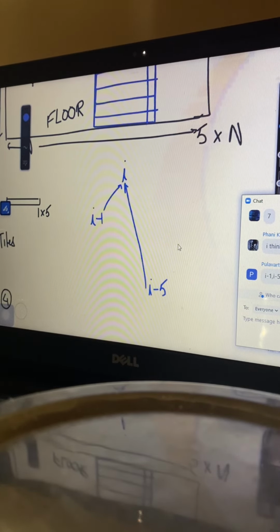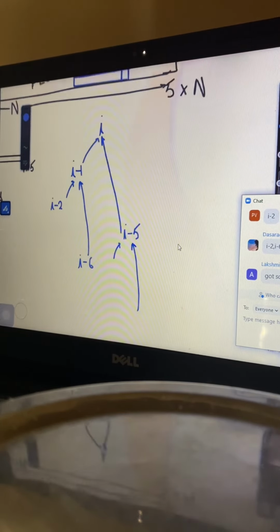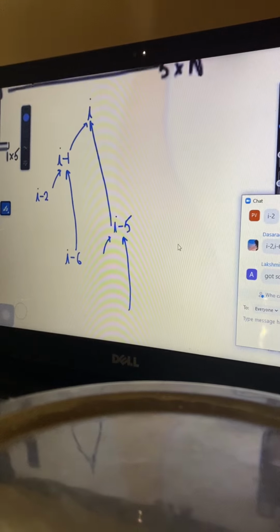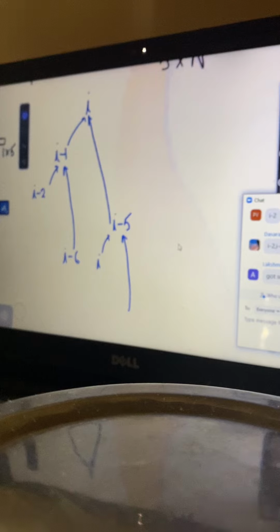What will I minus 1 depend on? I minus 1 will depend on I minus 2 and I minus 6. And I minus 5 will depend on I minus 6 and I minus 10.